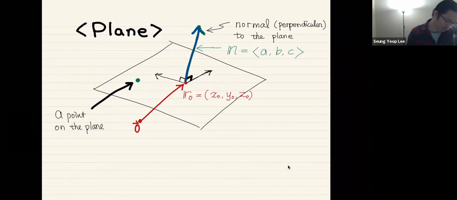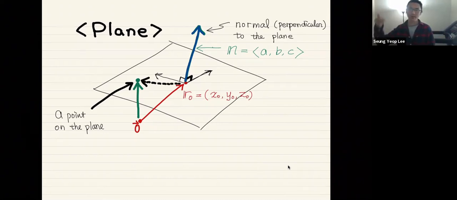The normal vector is now blue. And this green vector is pointing to an arbitrary point on the plane. We want to find this green vector, and to do that, we will use this vector. This dotted black vector is connecting R0, the known point, to this arbitrary point on the plane.